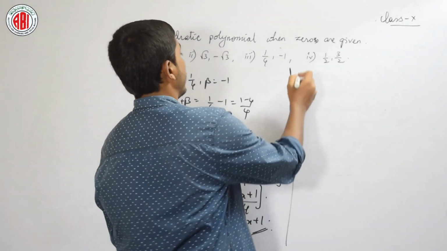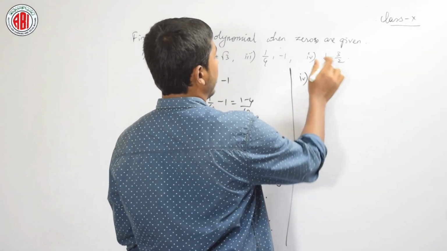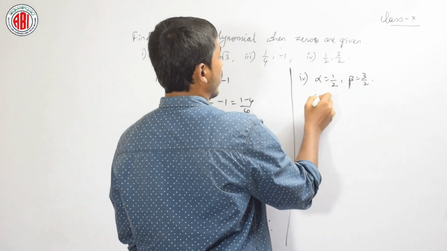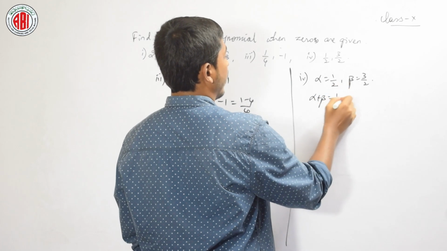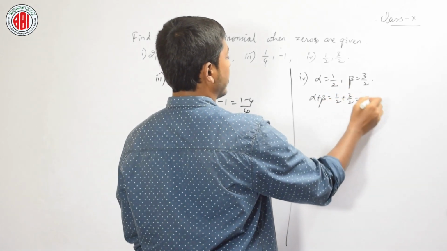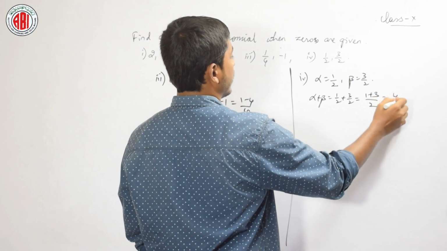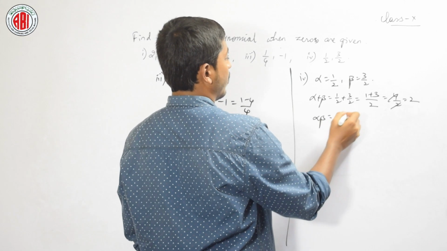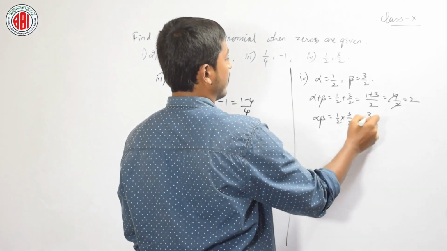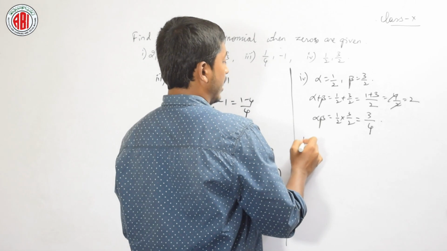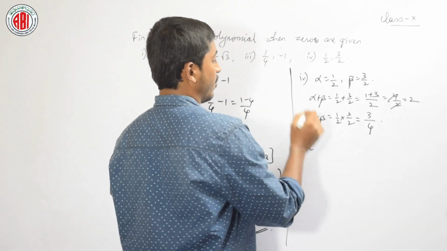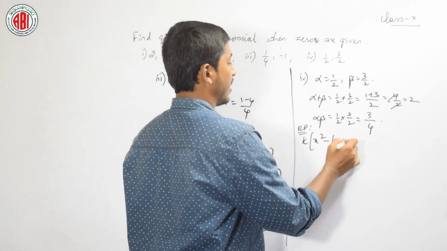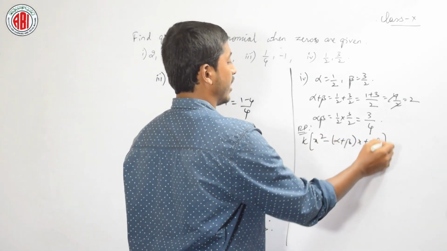That is, in the fourth problem, what is alpha? Alpha is given as 1 by 2, beta is given as 3 by 2. What is sum of zeros? 1 by 2 plus 3 by 2, which is LCM is 2, 1 plus 3. It is 4 by 2, it becomes 2, right. What is product of roots? 1 by 2 into 3 by 2, which is 3 ones are 3, 2 twos are 4, right. Let us substitute in the equation. What is required polynomial? That is k into x square minus alpha plus beta into x plus alpha beta.